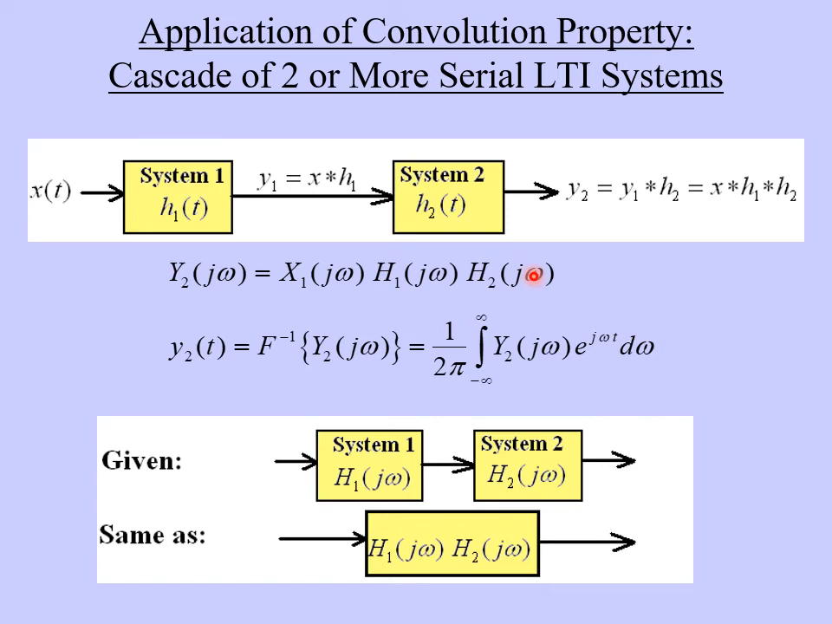So what this tells us is that if we have two systems in series like this, then we can combine these systems by simply multiplying their frequency responses together. So this is an example of system simplification. We start with two systems in series, and we can reduce the system to a single system that has a frequency response given by the product of H1 and H2.